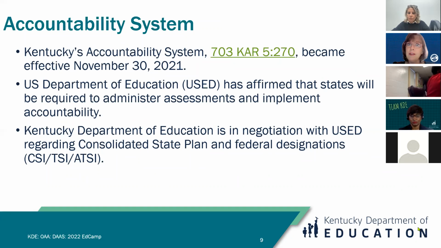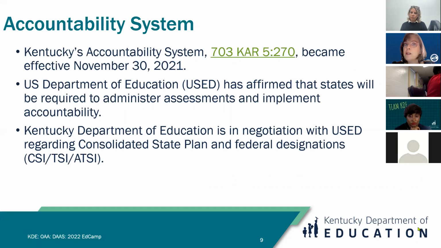And a lot of the changes in that were as a result of what was Senate Bill 158 in 2020. We haven't been able to implement accountability since 2018-19, so we haven't seen this new system implemented yet. But before we can implement it completely, we have to negotiate with the U.S. Department of Ed to have our state plan, which includes our accountability system. We have to have that state plan approved by them.